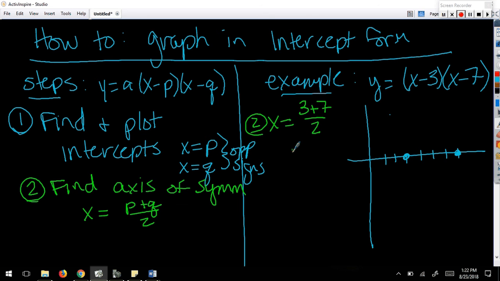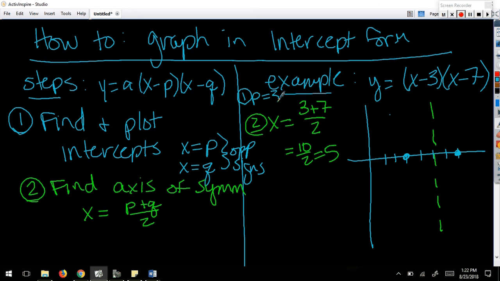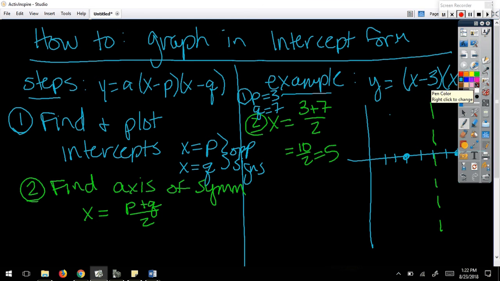This is step 2, by the way, which you could have counted on this one. Now you plug in 5, and whatever you get here, you plug back in to find y. I don't think we did number 2 without ever writing number 1. Okay, we'll put 1: P equals 3, Q equals 7. Yes, always opposite signs.